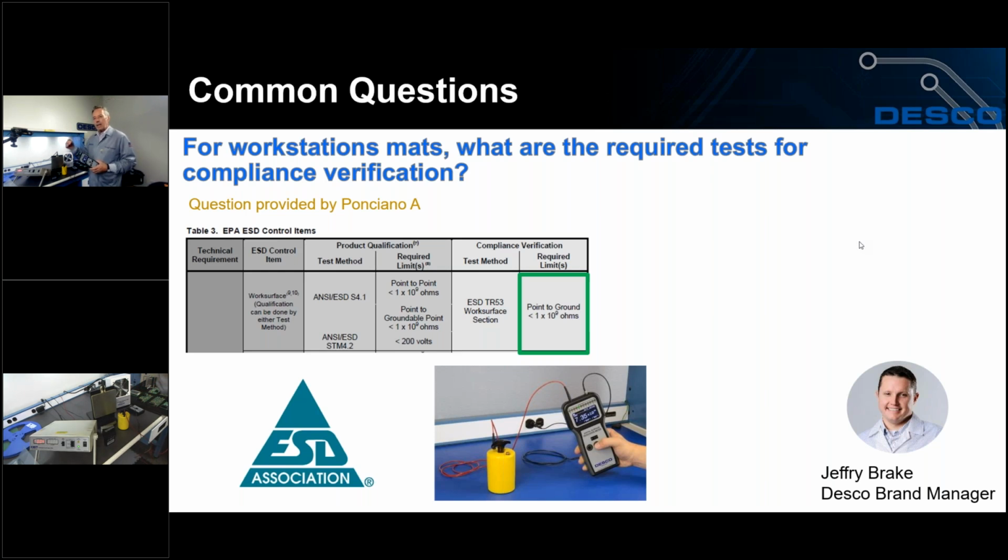So we know that the more conductive something gets, the faster it's going to dissipate that charge. But again, we want to control that in the dissipative range. So greater than 10 to the 6th, less than 1 times 10 to the 9th. Okay, Jeffrey? Great, thank you, Greg.